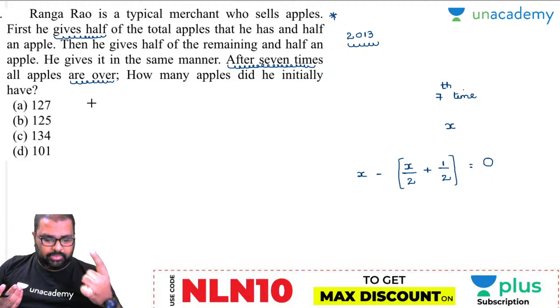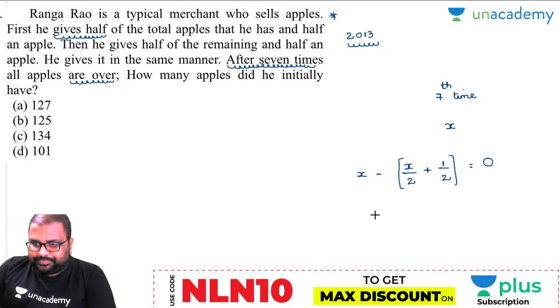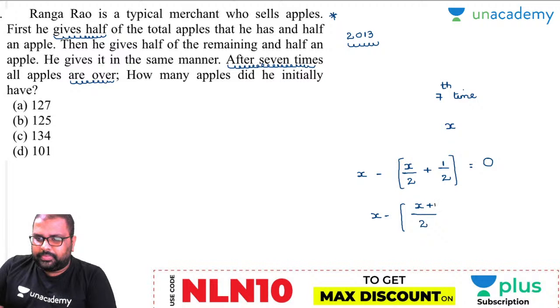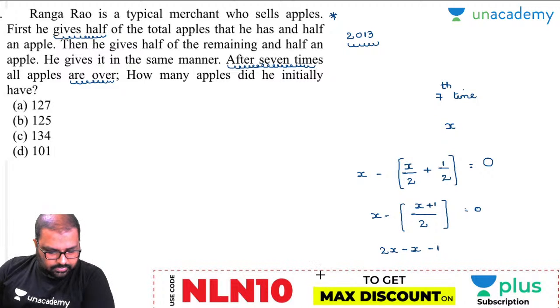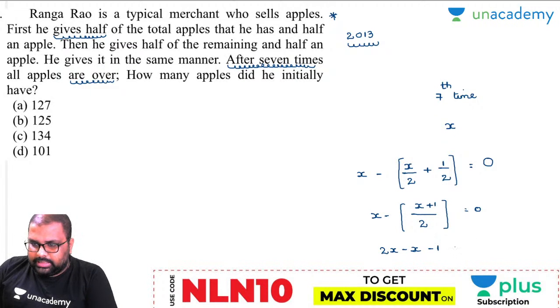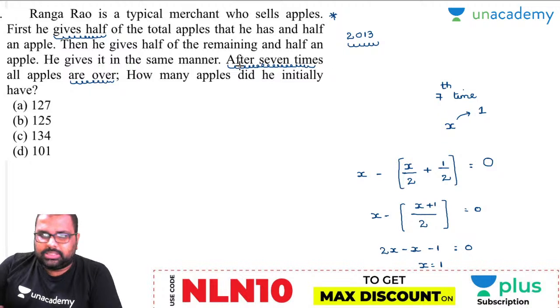Now see here, you can frame your answer perfectly in this manner. Now solve this. x minus, now this bracket will be x plus 1, am I right or wrong, is equal to 0. Now upon simplifying this, this becomes 2x minus x minus 1, right, and is equal to 0. Now x is equal to 1. Now see here, it means by the 7th time in the basket there is only one apple. There is only one apple. So let us concretely do 2 more iterations, then finally you can get the answer easily.